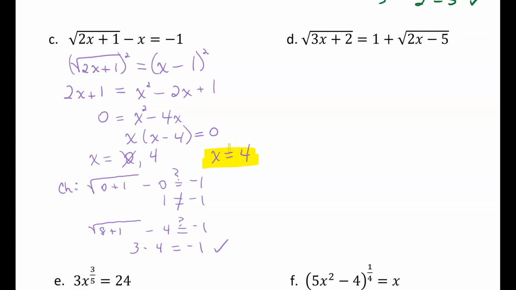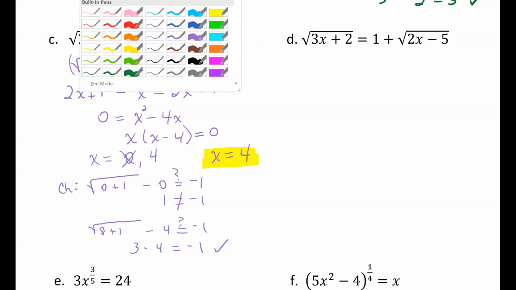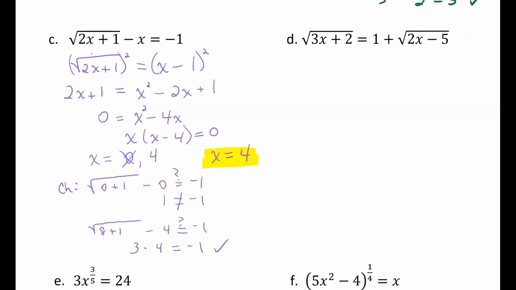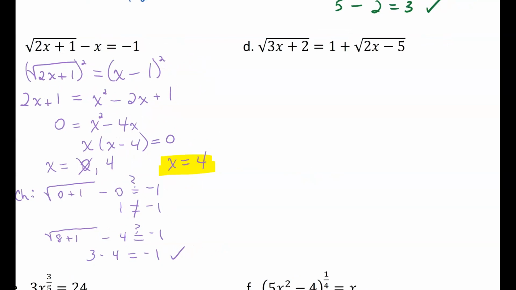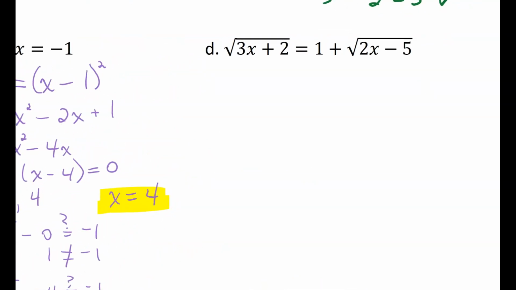Okay, so adding another layer in part D. Now I've got radicals on both sides, but I also have this additional term that's being added in. So we kind of have to go through the process a couple times. I do have my radical on the left already isolated, so I'm going to start with this one. I'm going to square that, and then I'm going to come to the right and square that entire side as well.